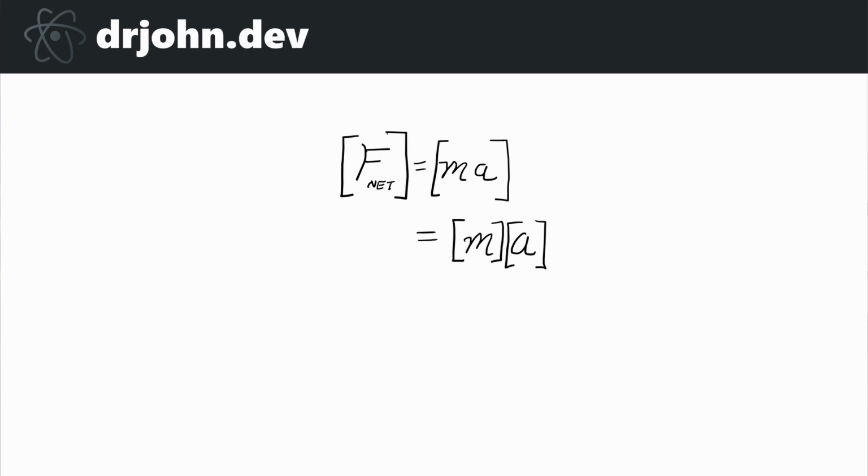We know that the base unit for mass is the kilogram, and the base unit for acceleration is meters per second squared. Since this product cannot be reduced further, we know that the base units of force then are the kilogram meter per second squared.